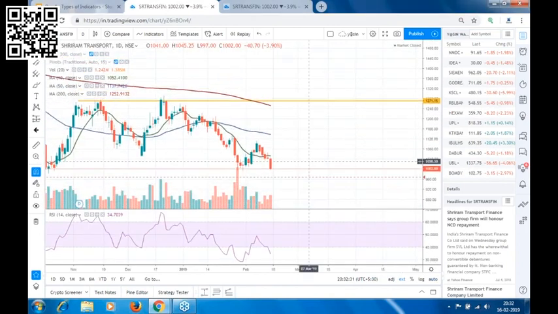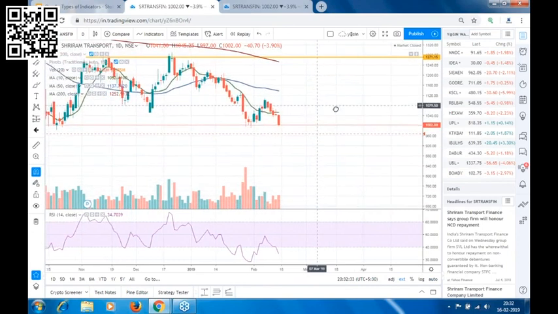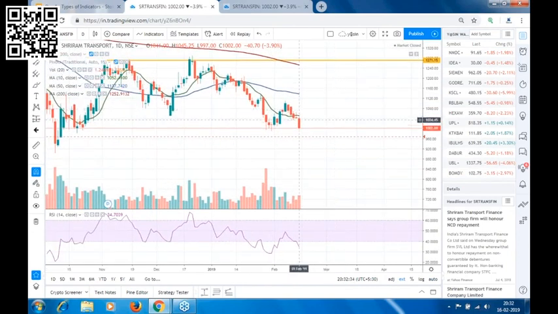Now see, even this SR Transfin is looking weak to me. The reason being that it is below all the moving averages. You can see the slope of the 200 period moving average. You can see the slope of the 50 period moving average, and the stock is below the 10 period moving average. The stock has left the 10 period moving average, and there is a gap between the 10 period moving average and the stock, and this is a strong bearish candle.